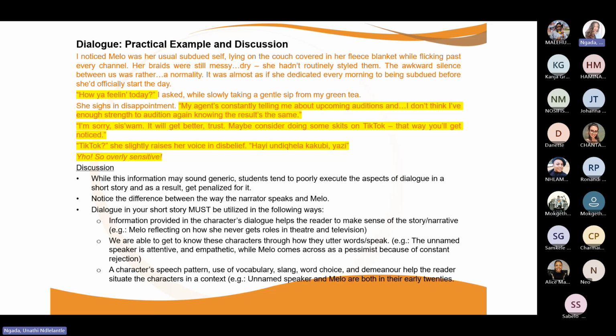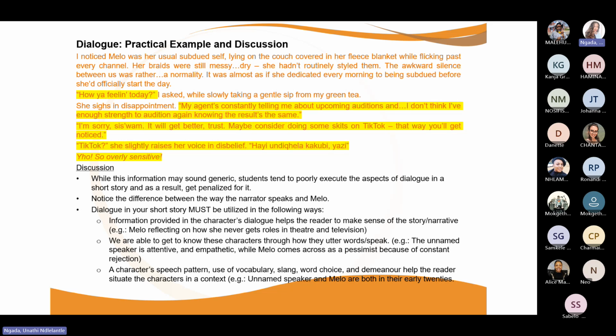So this example, when you read through it in your own time, I want you to carefully note the difference between the way the narrator of this excerpt speaks and Melo. There's a big difference between how these two characters speak. And that's the dialogue in the short story. It should be utilized in the following ways.